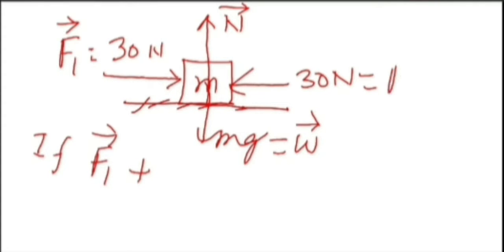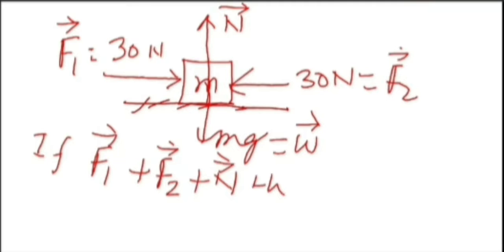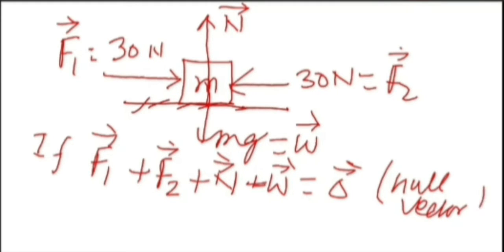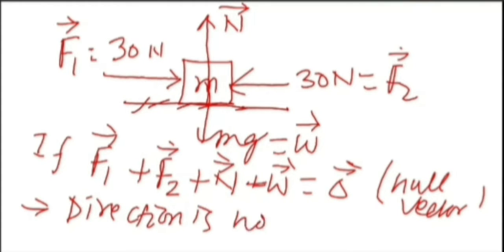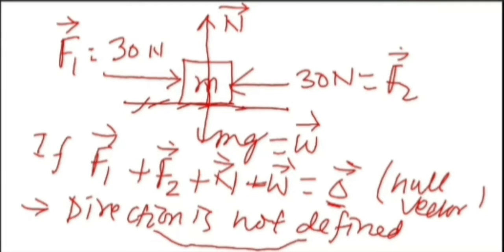Therefore F1 plus F2 plus the normal vector n, and weight is also a force. A force is a vector, and we are getting the total result as a zero vector. So this will be a null vector. In the same way, if you go from school and return back to your home, then the displacement vector is a zero vector. The direction of a null vector is not defined. It has arbitrary direction.